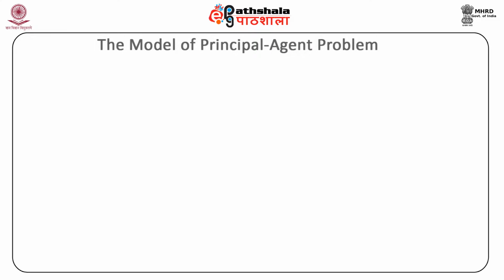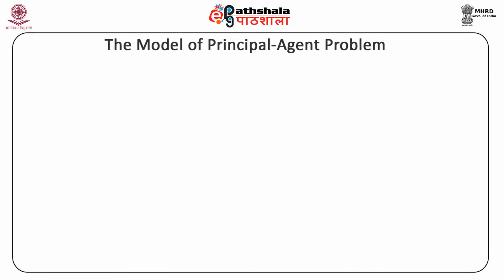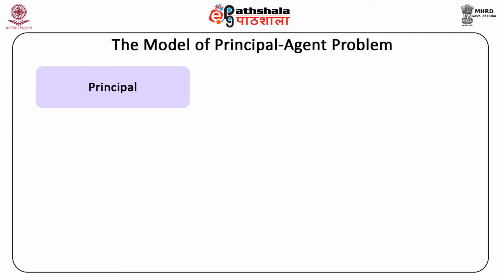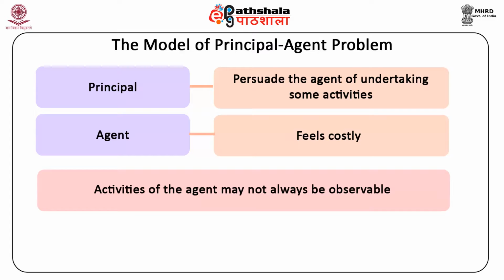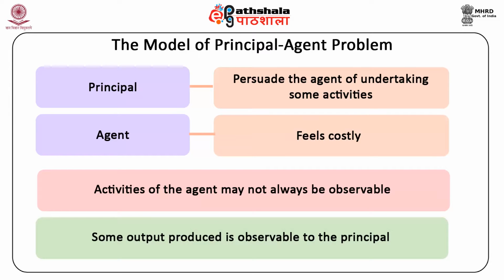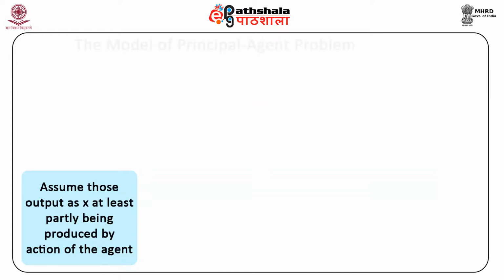Let us assume that there are two persons. One is the principal and the other is the agent. The principal wishes to persuade the agent to undertake some activities which the agent feels are costly. The activities of the agent may not always be observable to the principal. However, some output produced is observable to the principal. Let us call this output X, at least partly produced by the action of the agent.